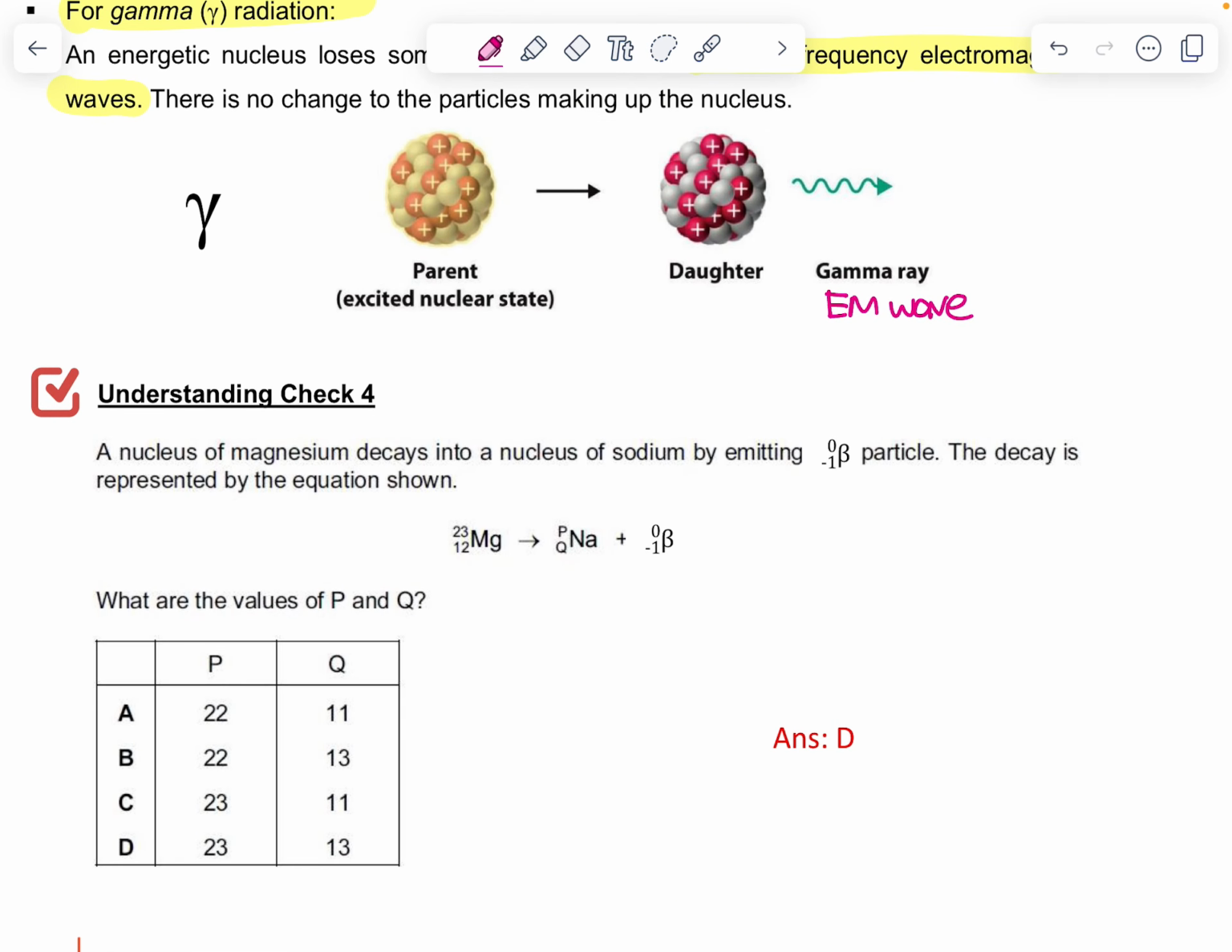A quick example. The nucleus of a magnesium decays into a nucleus of a sodium by emitting a beta particle, which is also an electron. So which means here P still remains at 23, but Q here, because the neutron becomes a proton and an electron, it gains a proton, so it becomes 13. So the answer is D.